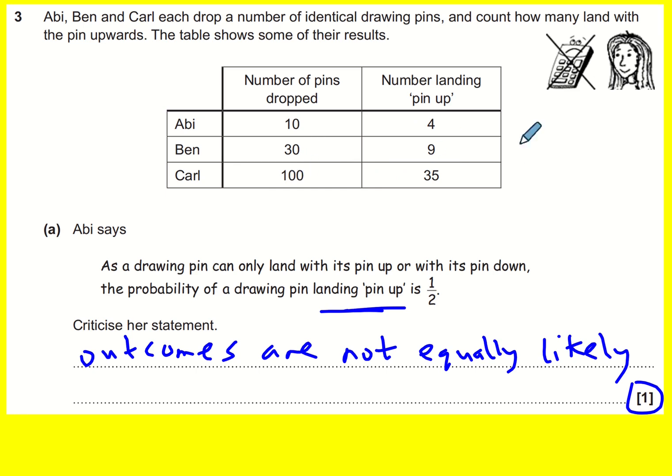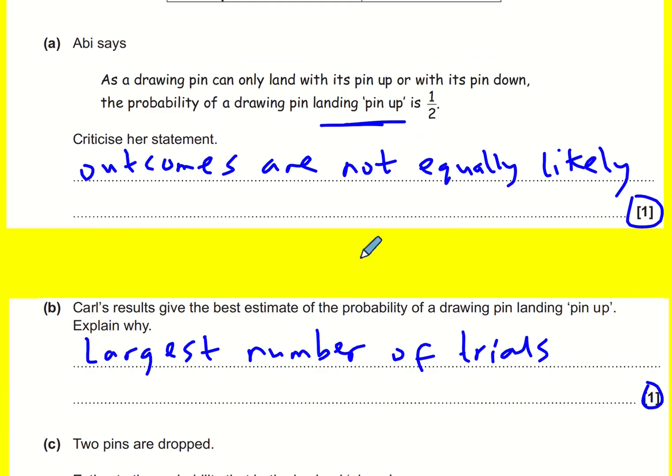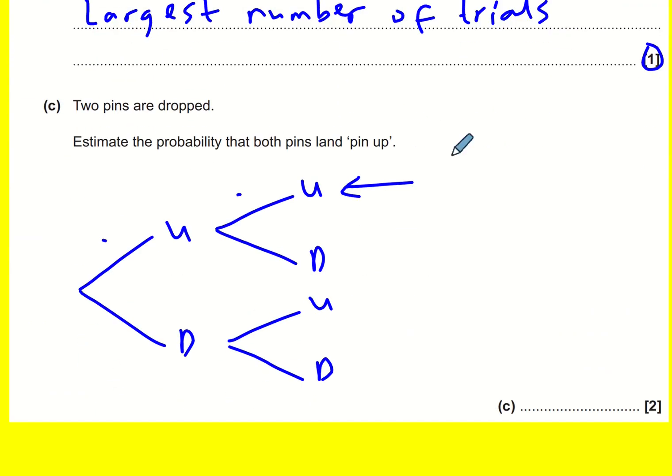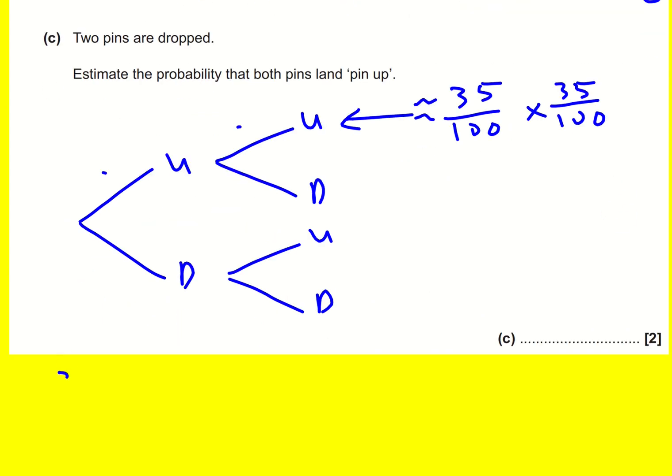48 over 150 is a little bit tricky to deal with without a calculator, so I'm going to go with Carl's estimate, which is 35 over 100. It's going to be approximately 35 over 100 times 35 over 100. So now I'm going to need to do a multiplication.